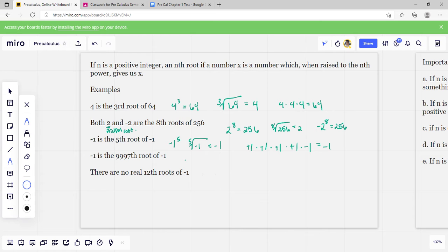There's no real 12th root of negative 1. All right, because if we said this 12 times, we're going to cancel these negatives, and it all comes out as positive 1. So we can't root it back down to get negative 1. So there is no 12th root of negative 1 that's a real number.